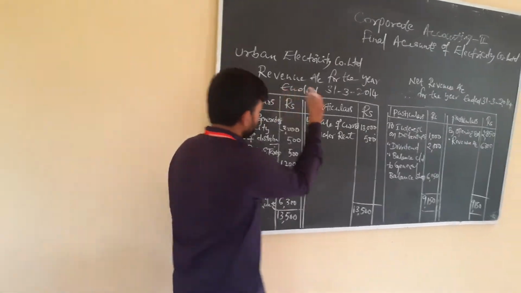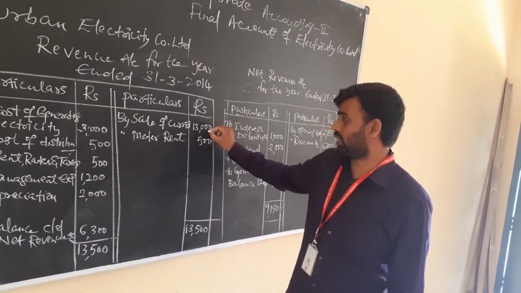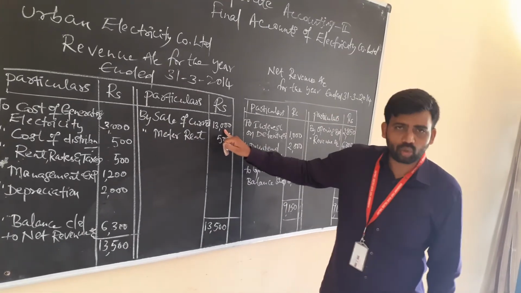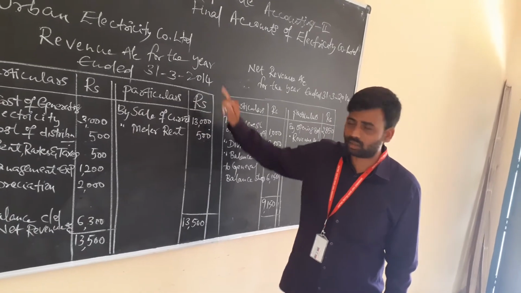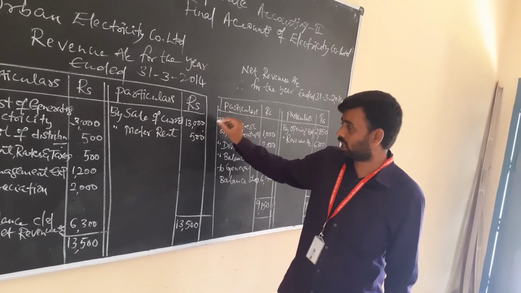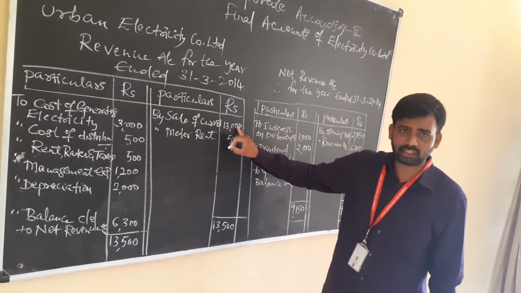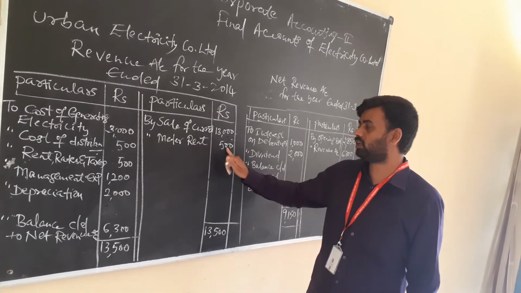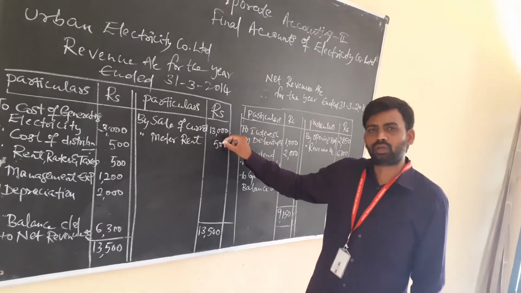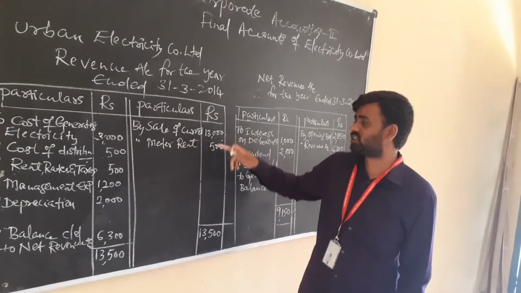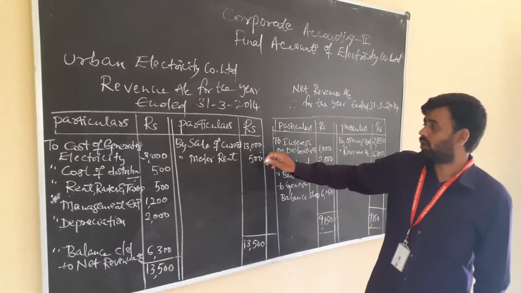Then go back to the credit side of revenue account. By sale of current, when current is sold to the customers, income is arising to the electricity company, therefore it is considered as direct income. That's the reason 30,000 rupees is taken under the credit side of revenue account. Meter rent is nothing but when meter is installed in the customer's houses, so electricity company is going to charge rent. That rent is taken as revenue.